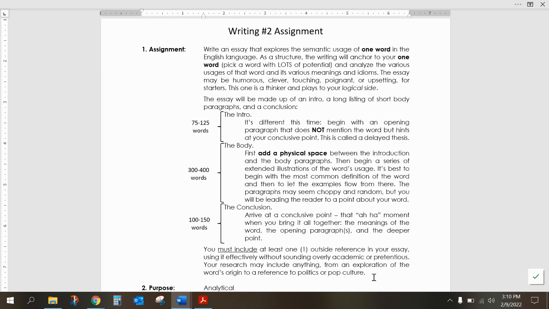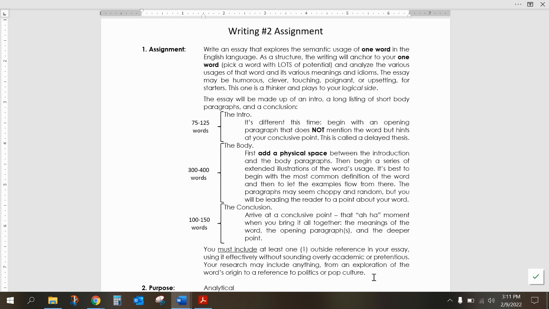So, this is a paper where you must include at least one outside reference to your essay, but you want to use it effectively. You don't want to sound overly academic and pretentious, because sometimes when I say, add in something outside of you, people add in some kind of citation and it sounds really phony. No, the purpose of bringing something outside of you into a paper is to show that you have depth. That it's just not simply you, but you found an example outside of you to kind of support what you're saying. And so that adds more depth to your voice and more validity to your voice as well.